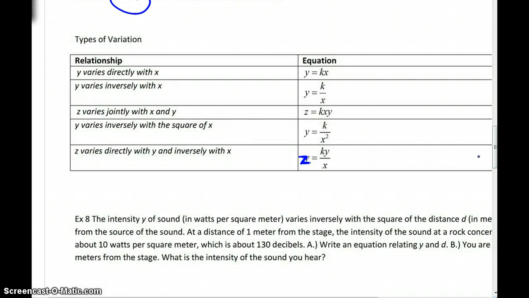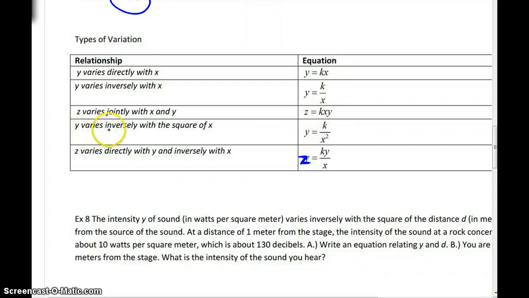Here we have a table that will give us a few different types of variation. What the English sentence is written as, and relating an equation to that. Y varies directly with X would be Y equals K times X. Y varies inversely with X, K divided by X. Jointly, Z varies jointly with X and Y. Well, it's direct variation with X and Y. Z equals K times X, Y.